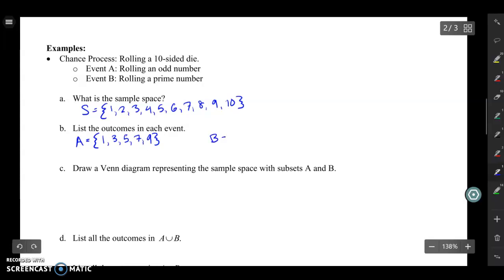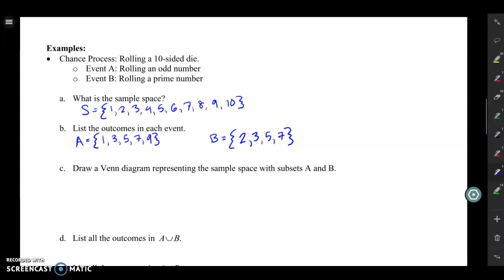For event B, I am going to pick out all the prime numbers. So remember, a prime number is a number that can only be divided by 1 and itself. 1 is not a prime number. That's kind of your only tricky one. So 2, 3, 5, and 7 are my prime numbers in this set.